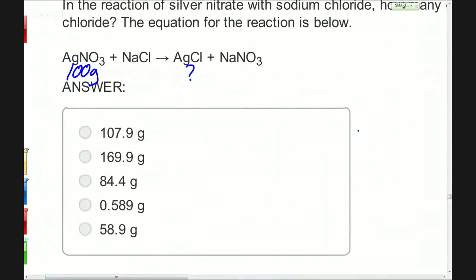So give it a try. We have to balance this or not? Well, that's always the first step. So even if you're given an equation, make sure you look at it and see if it needs to be balanced. So what do you think? Is this balanced, or do we need to balance it? Yeah, this one is balanced as it is. It works. So we need for AgNO3, 100 grams.